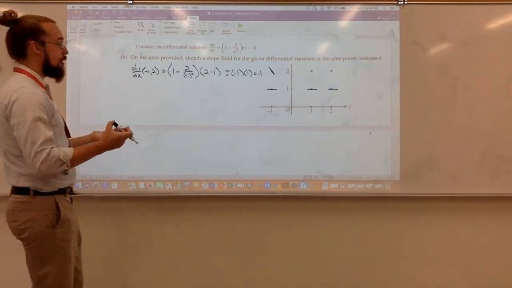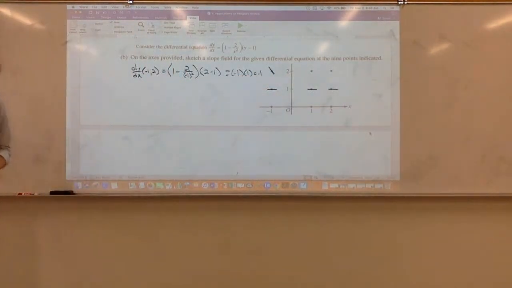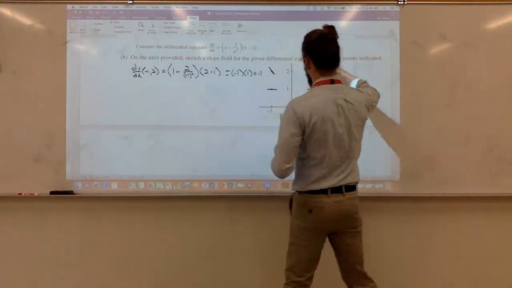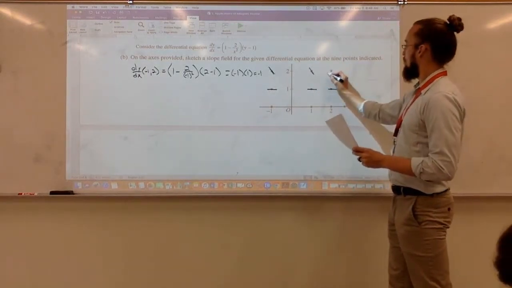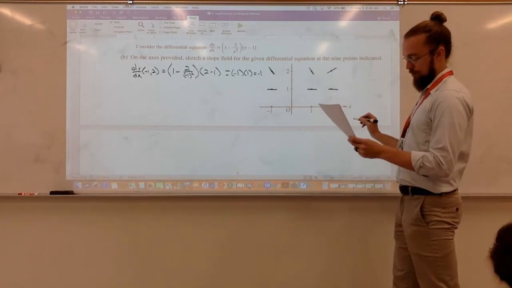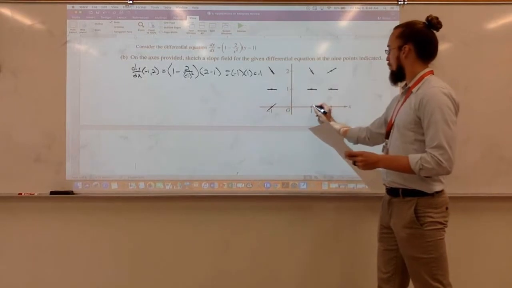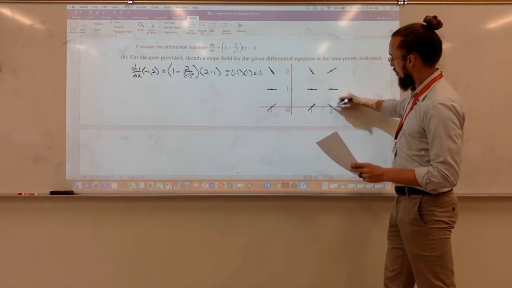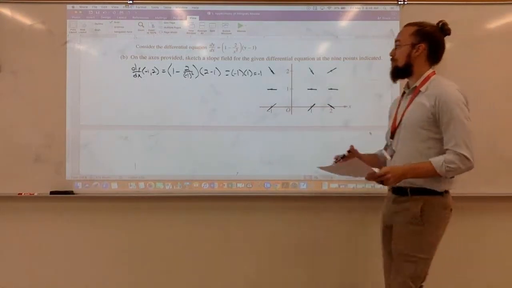So if we continue to plug in the rest of these coordinate points, we get -1 again over here. We get about +1/2 here, +1 down here, +1 again, and -1/2. Okay, so sketching our slope field would look something like this.